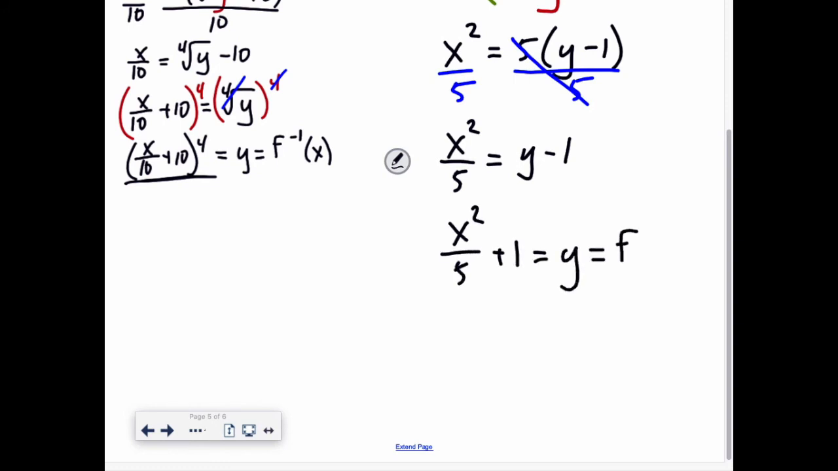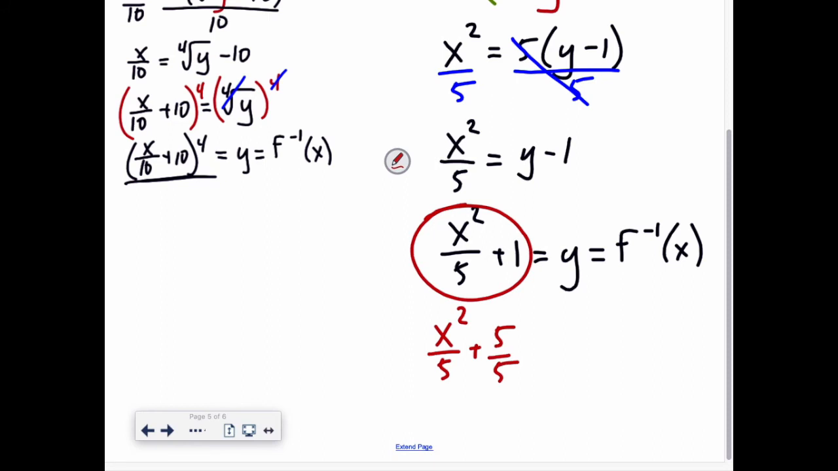And I can also write that as f inverse of x. And we did it. Looks weird, but we can totally do it. And if you wanted to combine this into one fraction, you could. I just need my denominators to be the same, and that would be my answer.